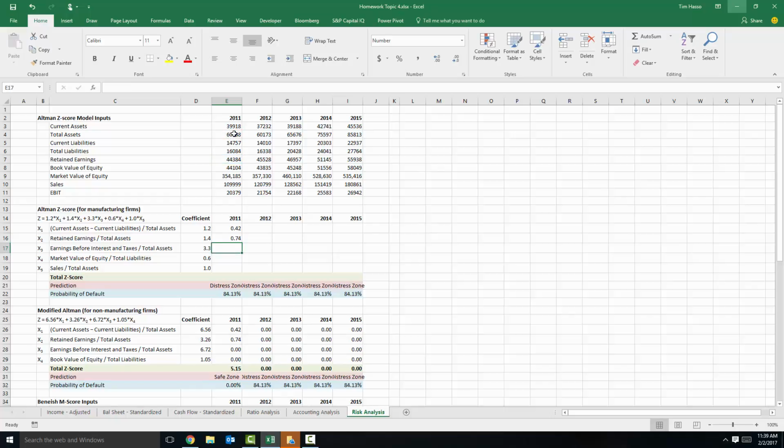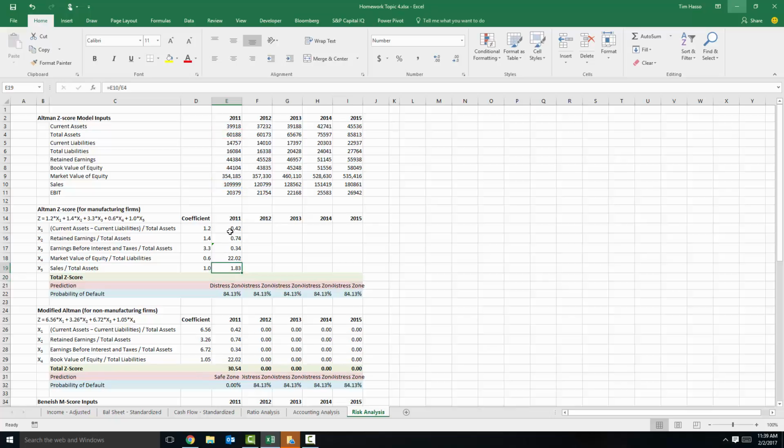The third variable is earnings before interest and tax, or EBIT, divided by total assets. We have that in E11, divided by total assets. We then have market value of equity divided by total liabilities. And then finally, we have sales divided by total assets. So we have sales, and we divide it by total assets.